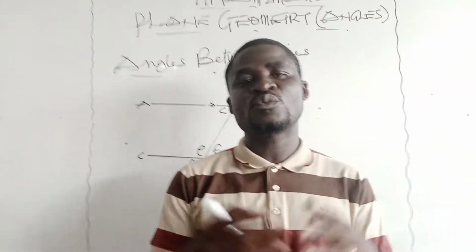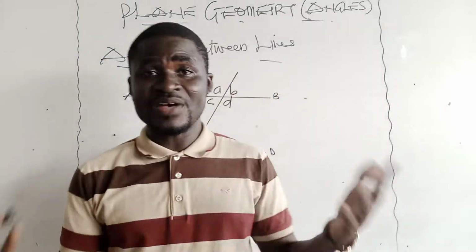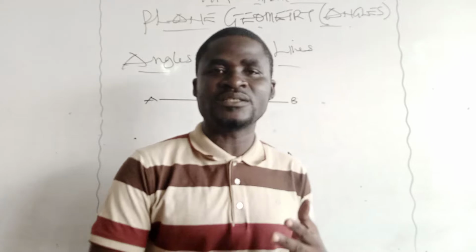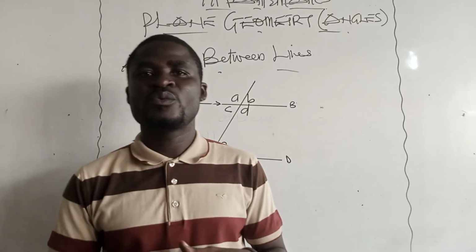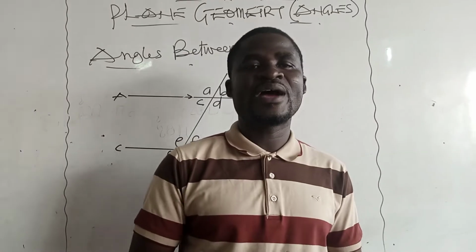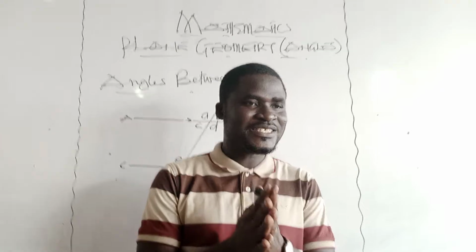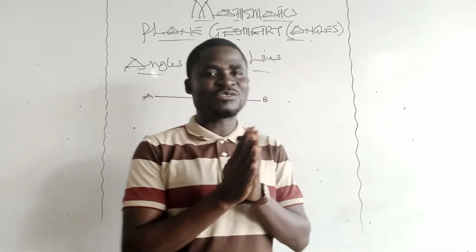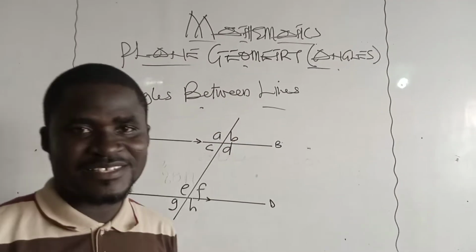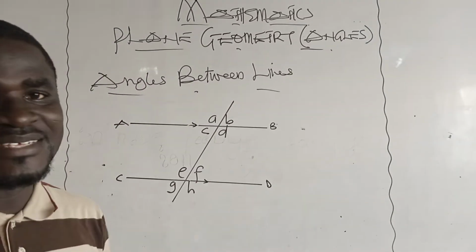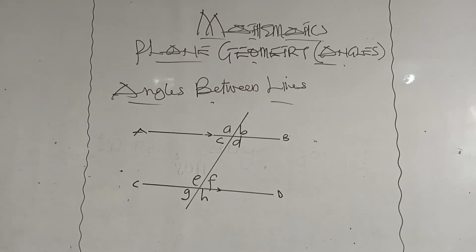Now, we'll talk of angles. Angles are formed when two lines meet. And we have types of angles. We have acute angle, obtuse angle, reflex angle, supplementary angle, complementary angles. We have a lot. But the main topic for today will be angles between lines. Good.